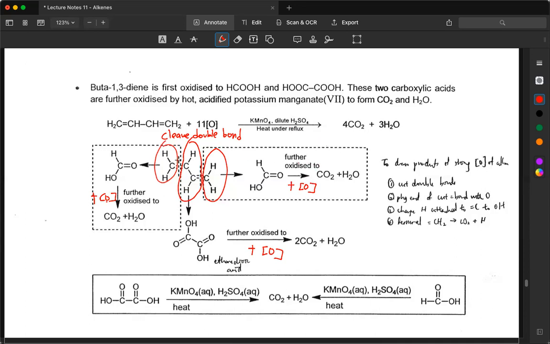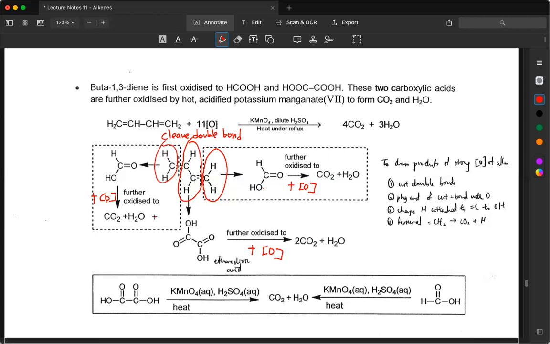So in total you have 1, 2, 3, but you take note there's actually O here. 4, 5, 6, 7, 8, 9, 10, 11. So total 11. Okay. All right. So you need 11 oxygen to form the CO2 and water.